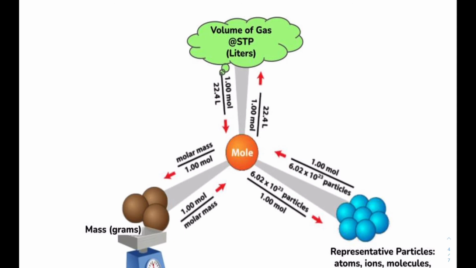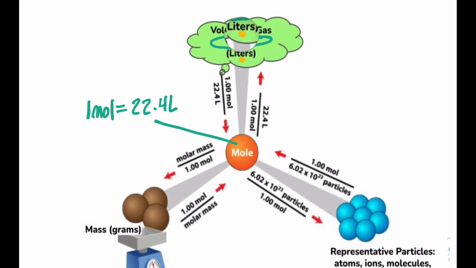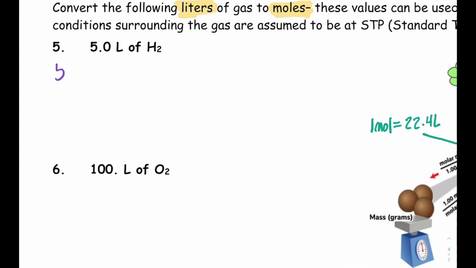Looking at our mole map, remember that it's always 1 mole here. And because we're talking about a gas at standard temperature and pressure, at those conditions, 1 mole of any gas occupies the volume of 22.4 liters. For this set of problems, we're starting at liters and we're converting to moles. So we'll be going in this direction.